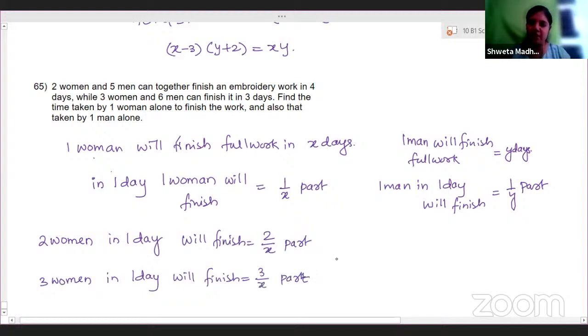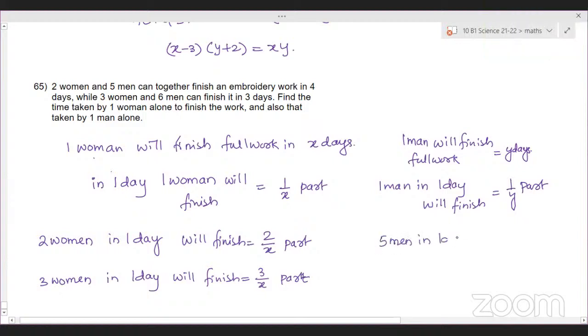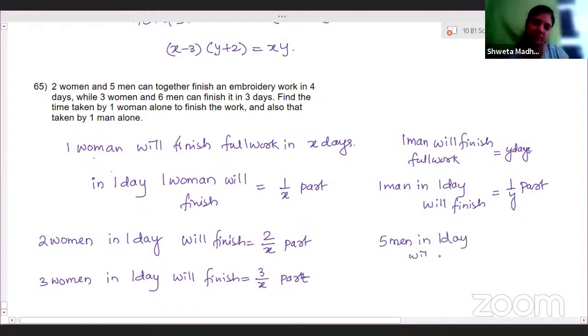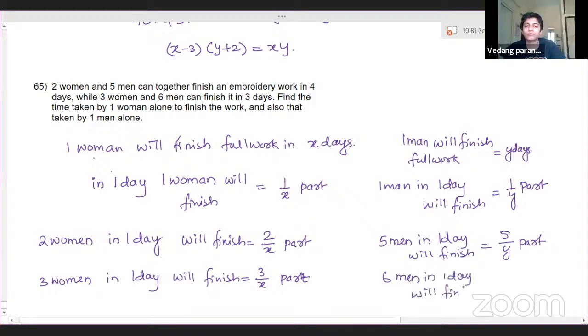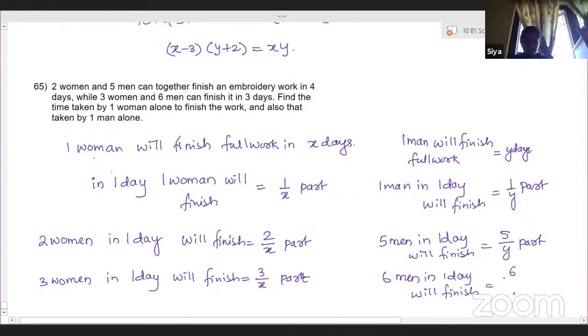Now check for men also. First case is 5 men: 5 into 1 by Y, in one day will finish 5 by Y part of the work. And then 6 men: in one day, 6 by Y part of the work will be finished.